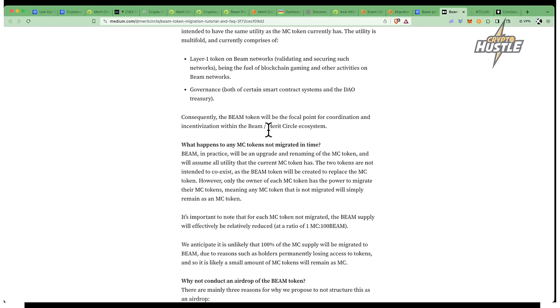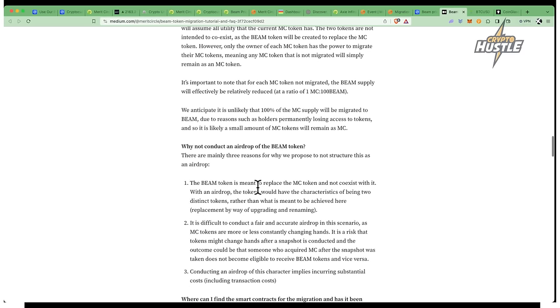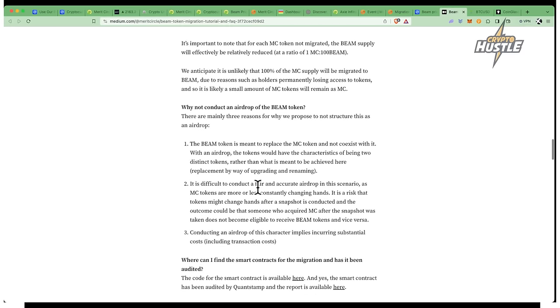It might dry out of liquidity. And when that happens, it means that you just have to migrate them to Beam anyway to be able to sell them. Why not conduct an airdrop of Beam token? They didn't conduct an airdrop for Beam token, and these are the reasons.